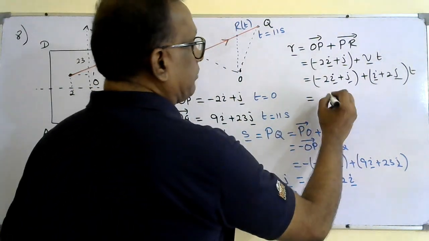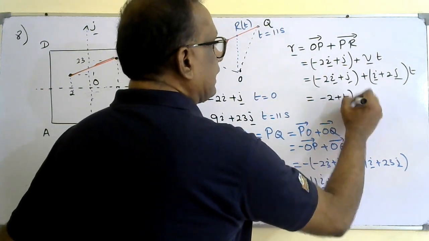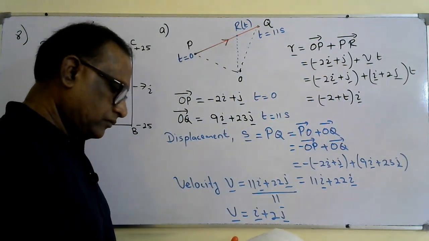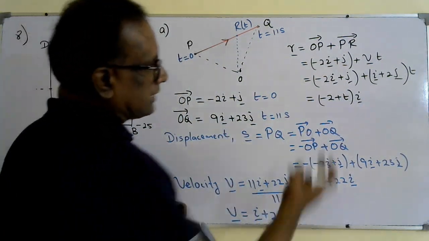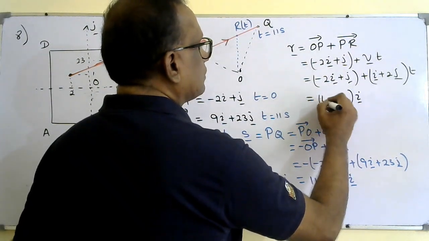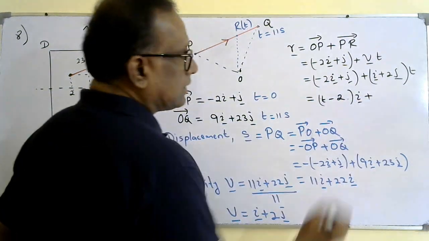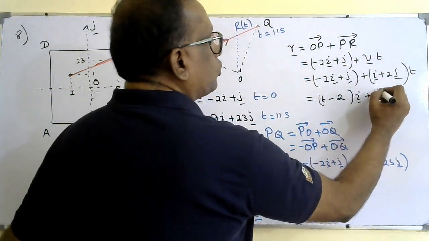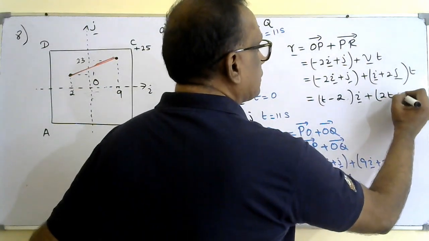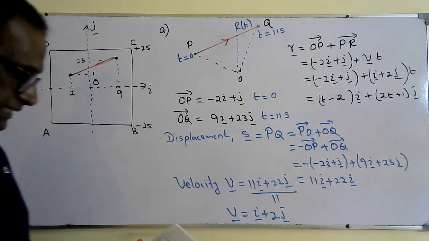So that's going to be t minus 2 i plus 2t plus 1 j. That is the position vector.